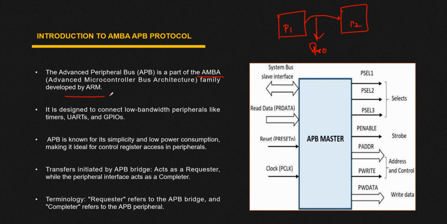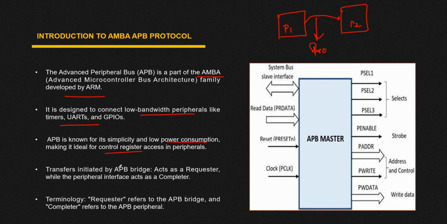So see, APB stands for Advanced Peripheral Bus, and it's a part of the AMBA family which was developed by ARM. It is designed to connect low bandwidth peripherals like timers, UART and GPIOs. What does it mean by peripherals? Peripherals may be memory, maybe timers. All of these are peripherals with which you are establishing communication. APB is known for its simplicity and low power consumption. Compared to the other protocols in the AMBA family like AXI and AHB, APB is a simpler one and it also consumes low power, which makes it ideal for control register access in peripherals.